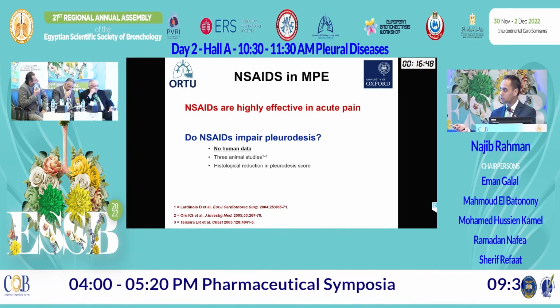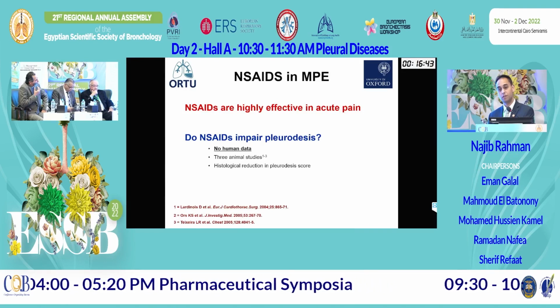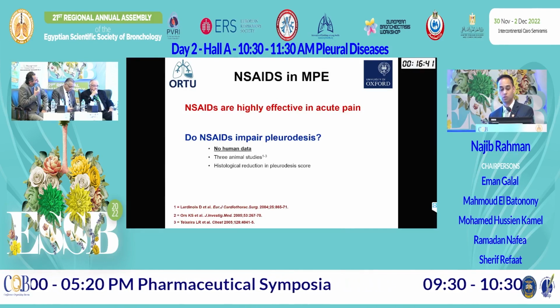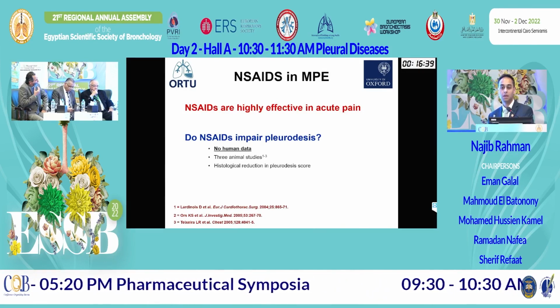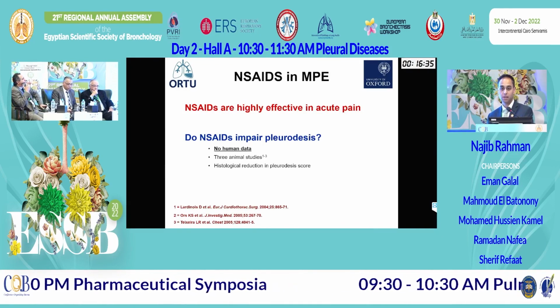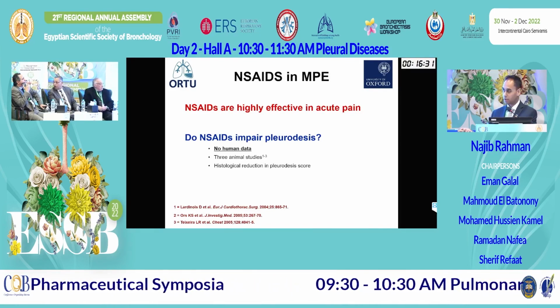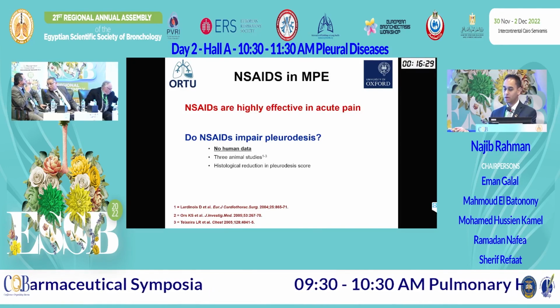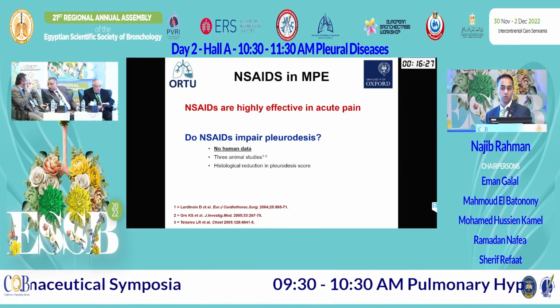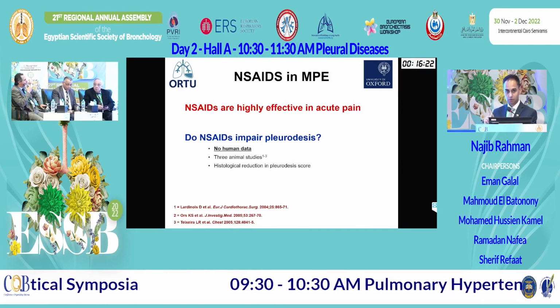Non-steroidals are extremely effective in acute pain. They are more effective than morphine for things like hip fractures in the first 4 to 6 hours. But we were taught that we should avoid non-steroidals in pleurodesis because they impair pleurodesis. When we looked at this in 2008, we found there was no human data, just 3 animal studies. So potentially we're all avoiding a very effective analgesic in pleurodesis. So that was the first question.